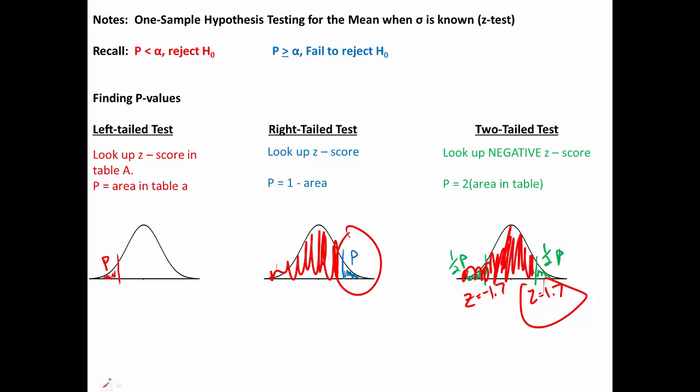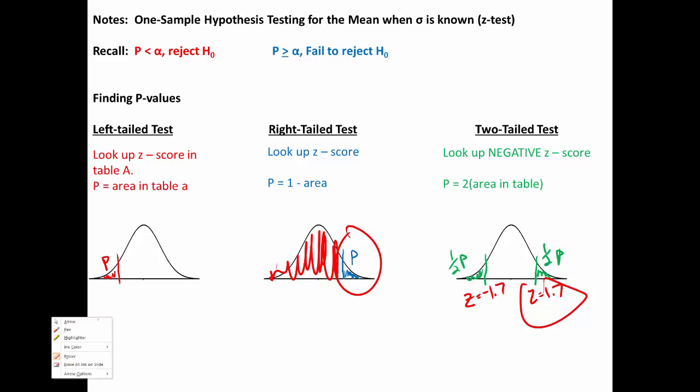So what's smart and easier is to look up this one, because when I look up this one on the chart, it does give me this area, right? So all I have to do is do what to that area? Double it, because these are equal. So hopefully that makes sense why we do what we do there. All right?